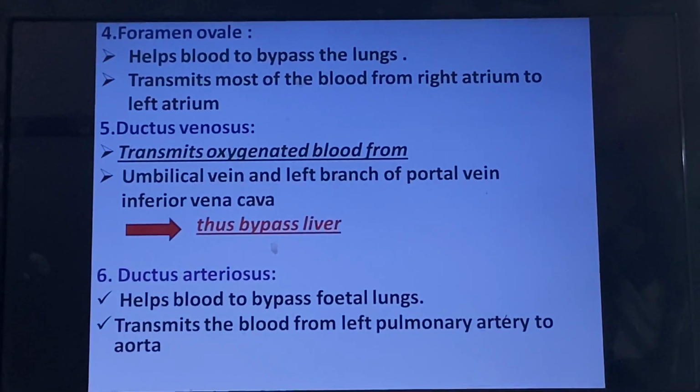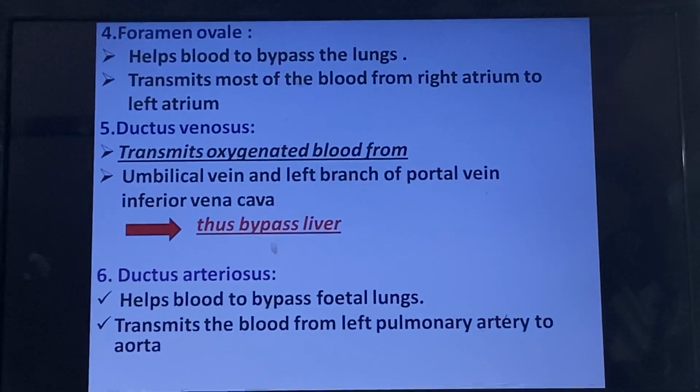The next important structure concerned in the fetal circulation is the foramen ovale. This helps the blood to bypass the lung. It transmits most of the blood from right atrium to left atrium. Then the next important structure is the ductus venosus, which transmits the oxygenated blood from the umbilical vein and left branch of portal vein to the inferior vena cava.